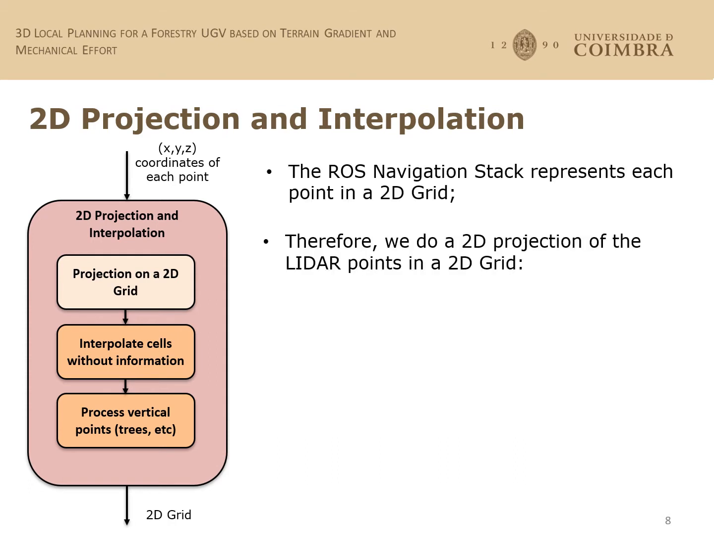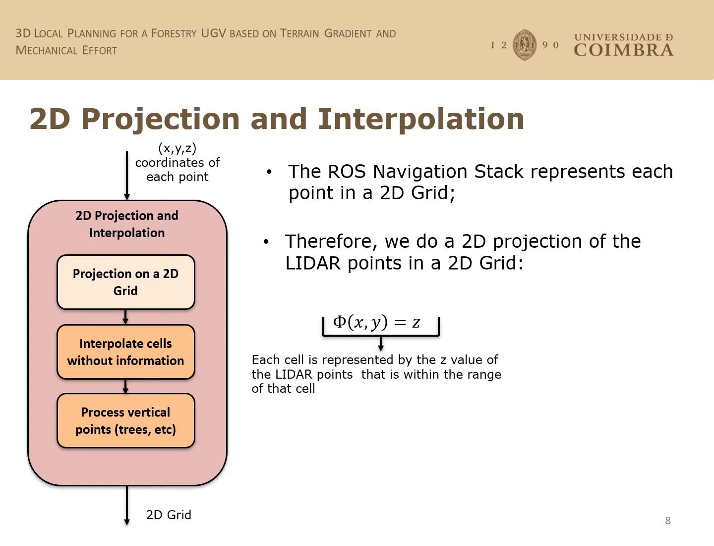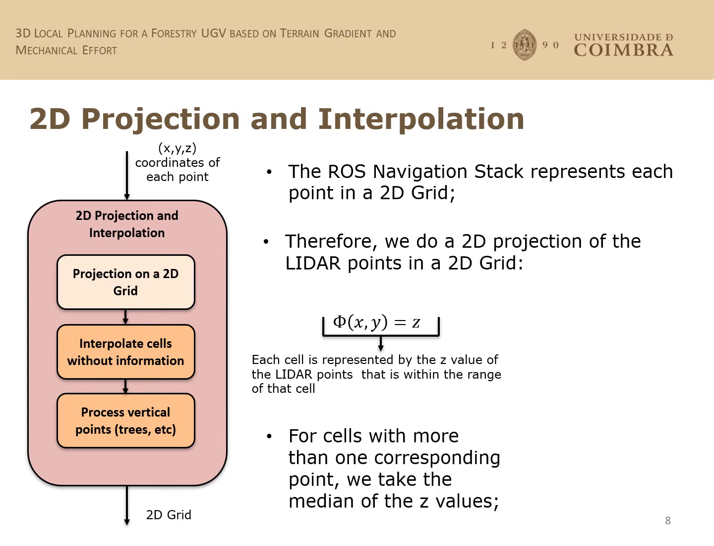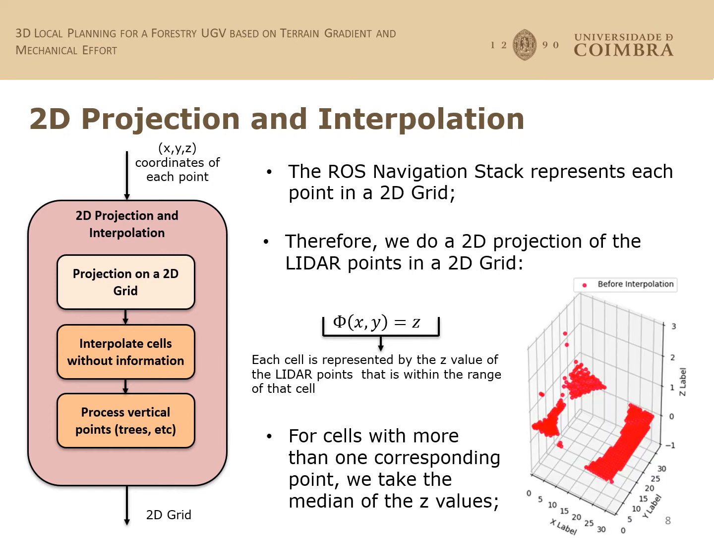In the first step, we will do a 2D projection of the LiDAR points in a 2D grid, representing each point as in the equation. The X and Y are the index of the cell and the Z the information. Because each cell is a distance range, some cells can have more than one LiDAR point, and for the cells with more than one corresponding point, we take the median of the Z values. In the end, this results in a plot similar to the one we can see to the right.